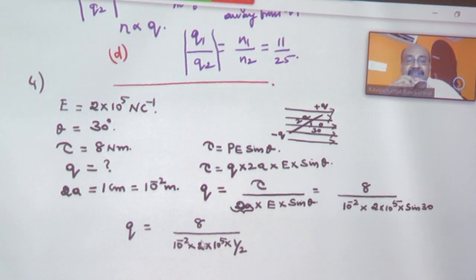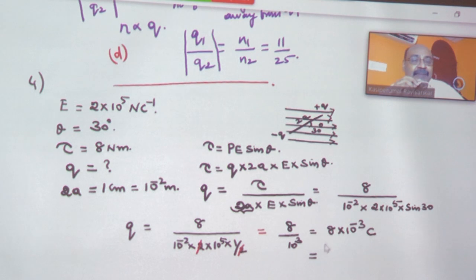So here this 2 and this 2 will get cancelled. So what will be the answer then? The answer will be 8 divided by, here you have 10 power minus 2, here you have 10 power 5. So in the denominator you have 10 power 3. Taking it to the numerator, you get the answer as 8 into 10 to the power of minus 3 coulomb. Writing 10 power minus 3 as milli, the answer is 8 millicoulomb. So the charge available in the dipole is equal to 8 millicoulomb.